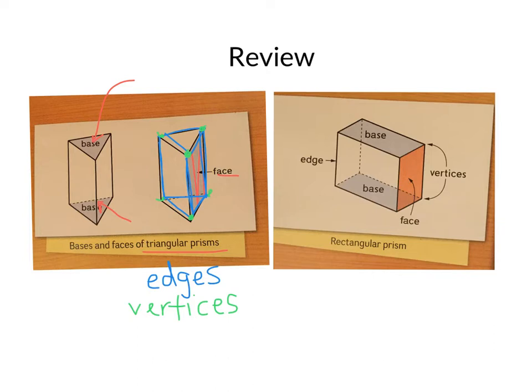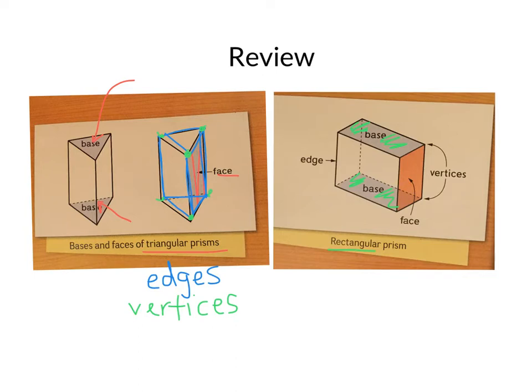We're going to first talk about the bases. And so the bases of a rectangular prism are going to be rectangular shaped. So here's a base and here's a base. And then you'll also notice that we have faces. And you can see how the bases are the same.